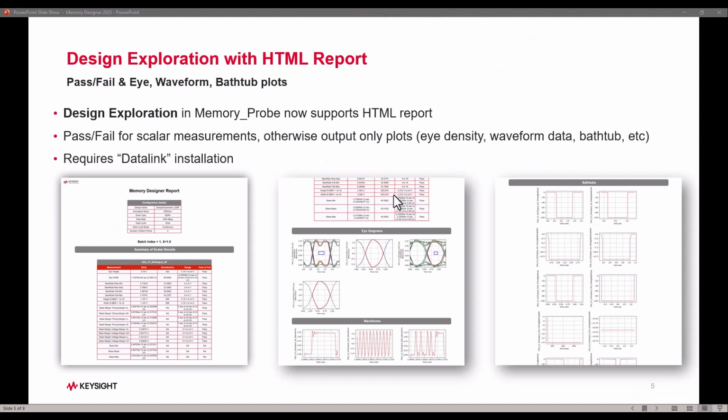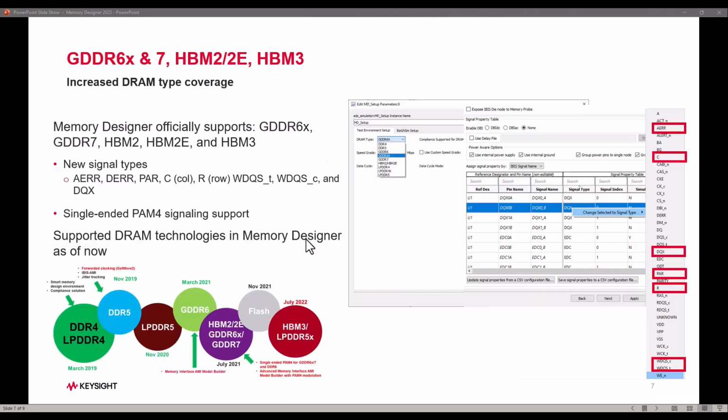Also, with design exploration capability inside Memory Pro, we can generate an HTML report containing the table of pass or fail, or containing the plot and graph windows for eye diagram, waveform data, or other kinds of calculations. It simply requires DataLink to be installed along with ADS, and DataLink is available at the same location where you download the ADS installer from. So once you configure it, you have this capability along with Memory Designer.